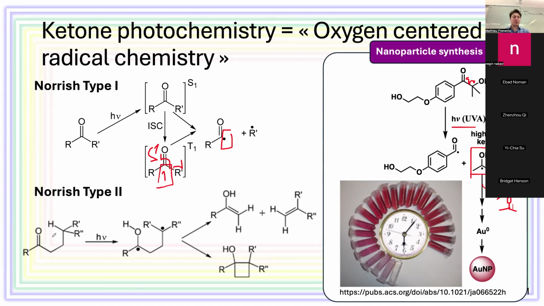Norrish type 2 would be that excited state is a biradical, and that biradical would do intramolecular hydrogen abstraction. It makes this biradical. Why doesn't it just snap? Why does it not go like this every single time? Why does this have a lifetime that could do chemistry? Does anyone have any clue? Like, why is it you have two radicals? Why can't they just recombine like this?